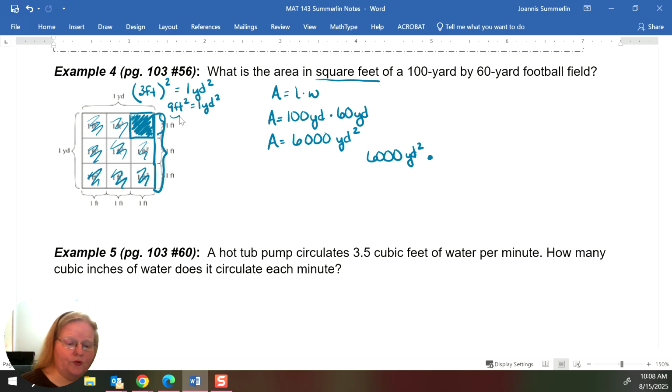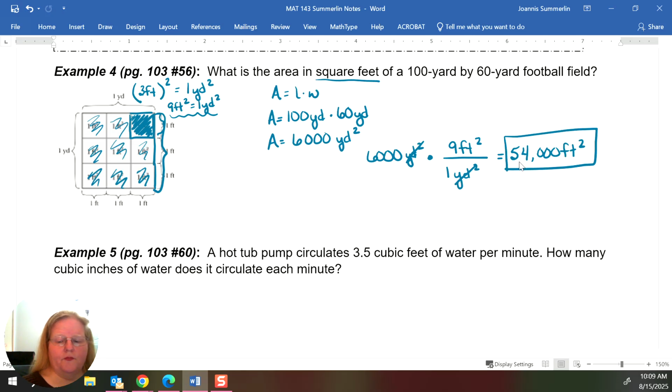So I'm going to use what we learned about yards squared and convert it to feet squared. We know that 1 yard squared is equal to 9 feet squared. Not 3 feet squared, 9 feet squared. So I can cancel out and get that this is 54,000 feet squared.